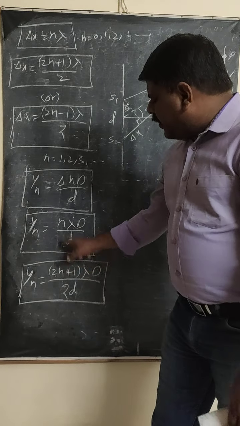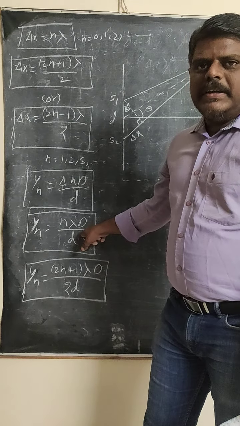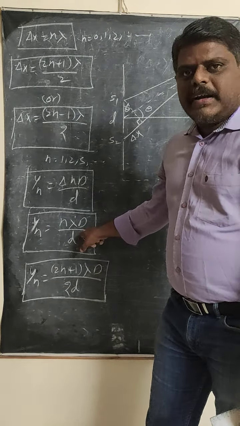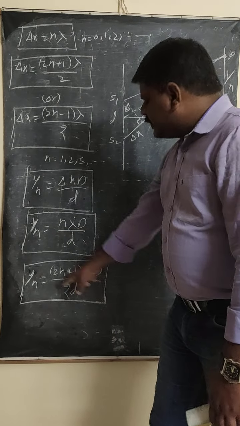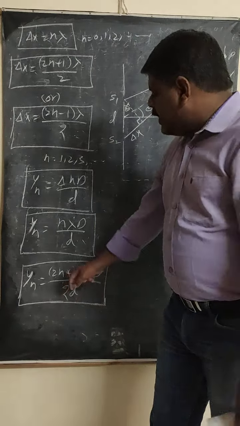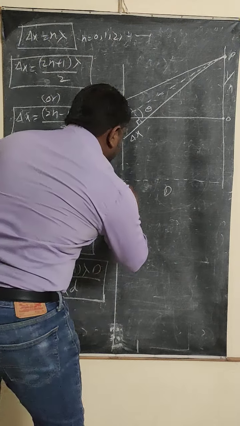If you refer to these conditions, it is very easy to find it by using the bright band only. That's why yesterday we took the bright band condition only to derive the fringe width equation. So yn is equal to this distance. Now we are going to write down the fringe width formula.